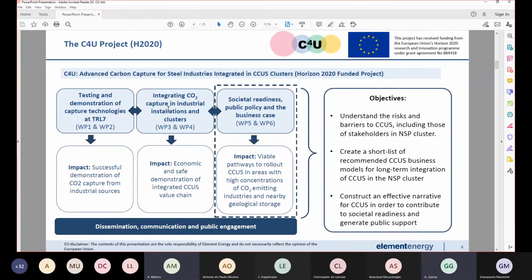First of all, we're speaking partially as part of the C4U project, which some of you will be familiar with, which is a Horizon 2020 project around advanced carbon capture for the steel industries in the North Sea.